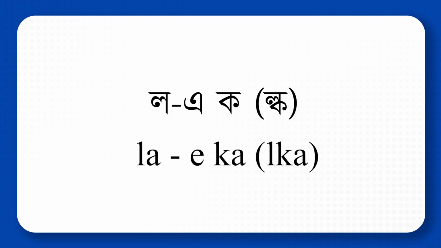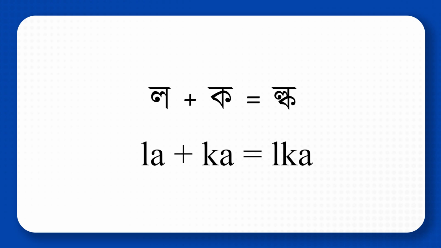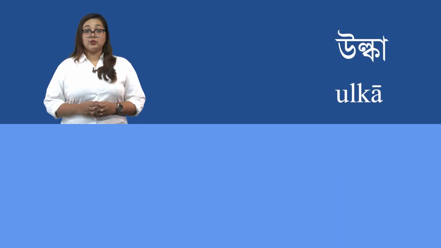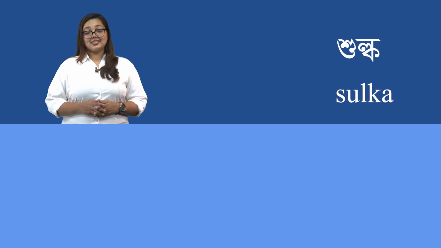The last cluster of this merge is Lo with Ko. In this conjunct, we can see that Lo and Ko retain their original form, and Ko is placed under Lo, forming the cluster. In words, we have Halka, which means lightweight, Ulka, which means comet, and Shulko, which means tax.